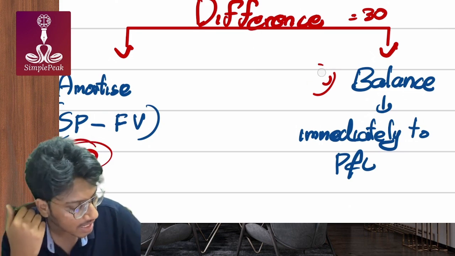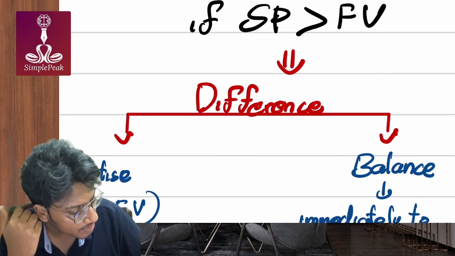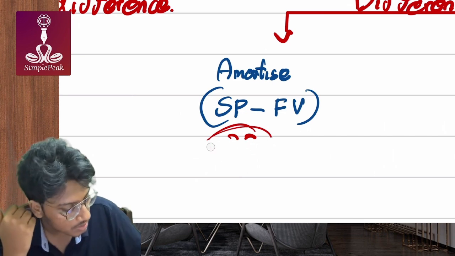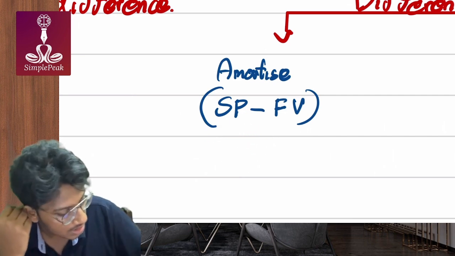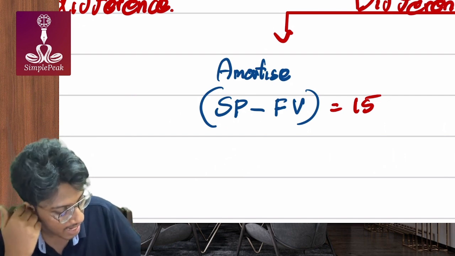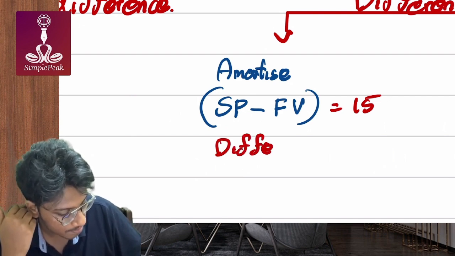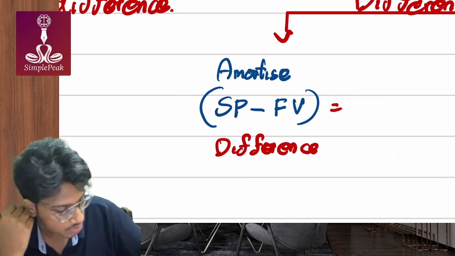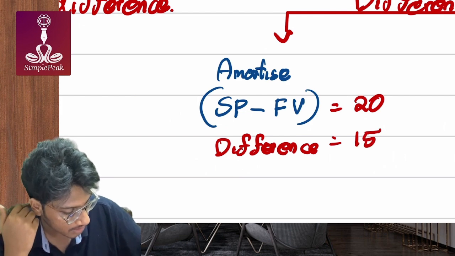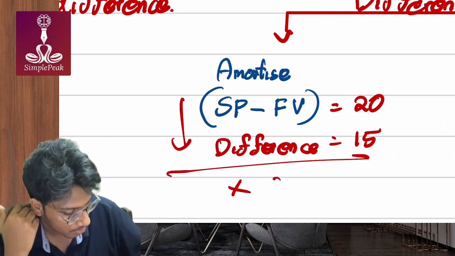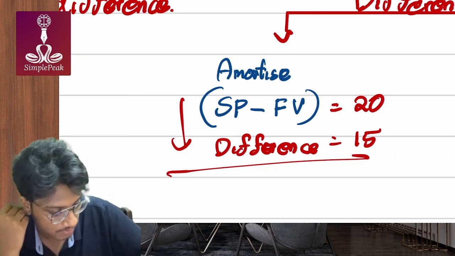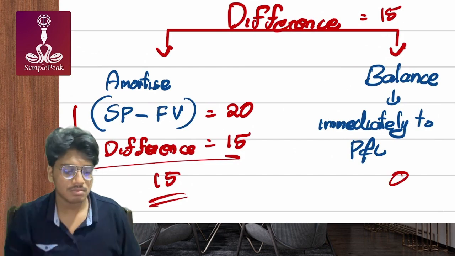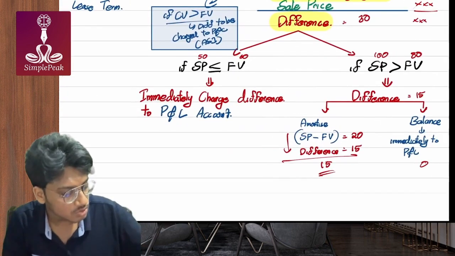Now the next question arises: what if the difference amount comes as 15? Even though you got 20 here in our case, the difference is 15. Whichever is lower will be amortized. That is, 15 rupees will be amortized. So in our case there will be no balance. Take note of this. Okay, so I hope this is clear.